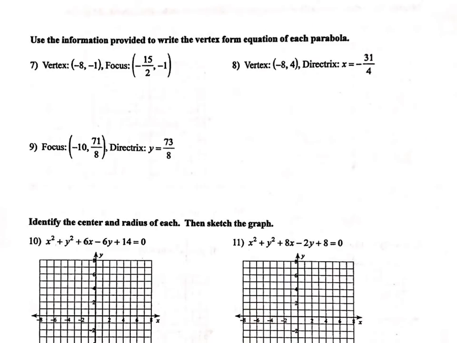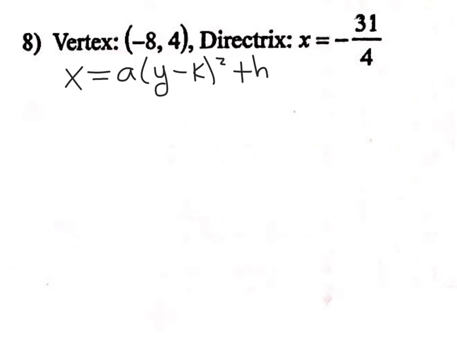All right, in the next section, we are using the information provided to write the vertex form equation for each parabola. So we're going to actually do problem number 8 in vertex form. Okay, so the vertex form of my parabola is going to be in this form: x equals a times y minus k squared plus h. And the reason why it's x equals is because my directrix is x equals.